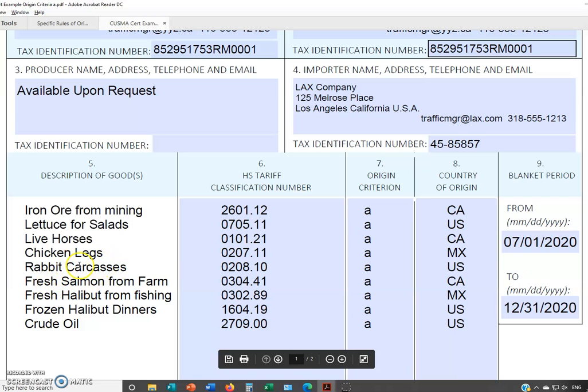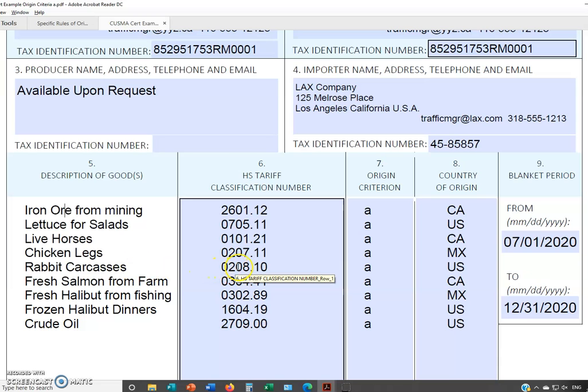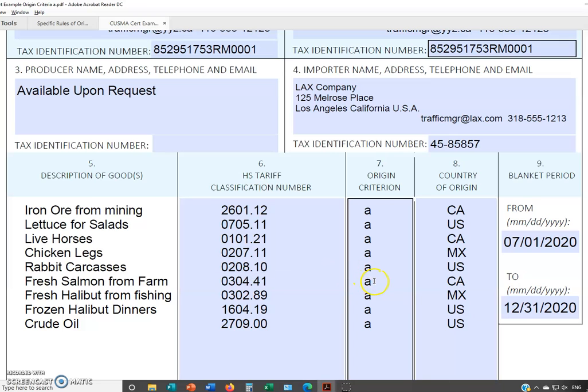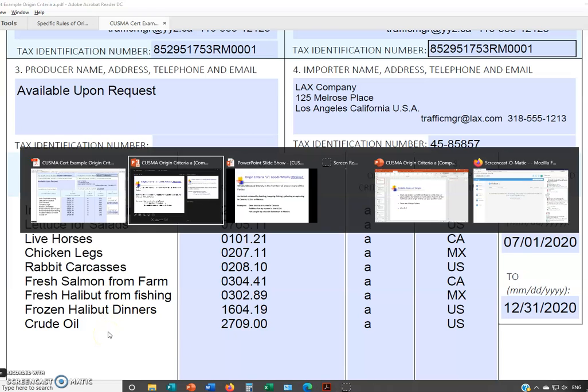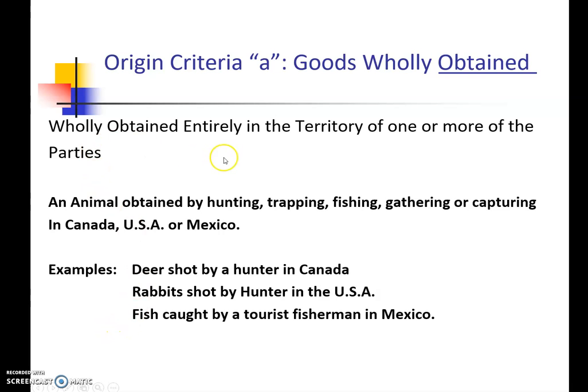And in our example, we don't have anything on. Oh no, pardon me. We have rabbit carcasses. So we have someone went and shot some rabbits. Those are origin criteria A. So what we're going to do is we're going to go to part 2 now, where we'll talk about some other examples of goods wholly obtained, origin criteria A, and then we'll go through some examples.